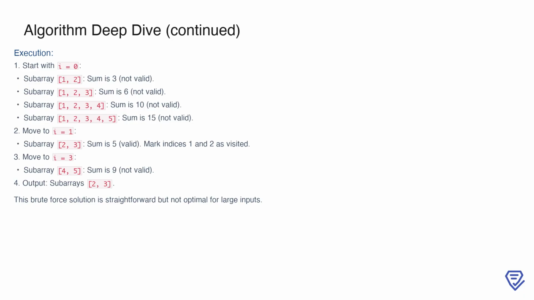The indices 1 and 2 are then marked as visited. Continuing, subarrays starting at index 3 are evaluated, but none meet the target. Ultimately, the output is a single subarray, [2, 3]. While this example highlights the correctness of the brute force method, it also underscores its inefficiency for larger arrays, as we repeatedly calculate sums and rely on nested loops. This reinforces the need for more efficient strategies in solving the problem for larger inputs.